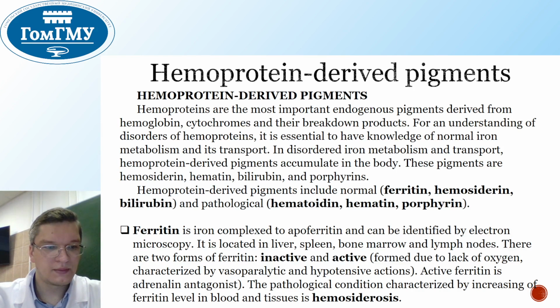Ferritin is an iron complex with apoferritin and can be identified by electron microscopy. It is located in liver, spleen, bone marrow, and lymph nodes. There are two forms of ferritin, inactive and active, formed due to lack of oxygen, characterized by vasoparalytic and hypotensive actions. Active ferritin is an adrenaline antagonist. The pathological condition characterized by increasing of level of ferritin in blood and tissues is hemocytorosis.